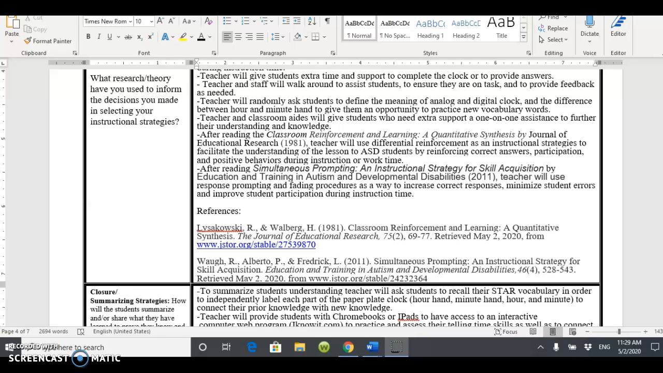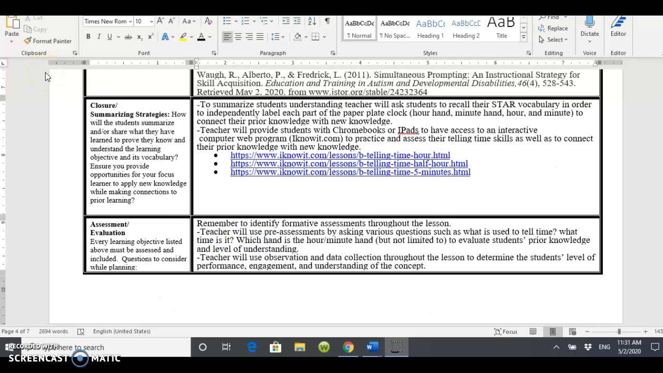After reading Classroom Reinforcement and Learning: A Quantitative Synthesis by the Journal of Education Research, teacher will use differential reinforcement as an instructional strategy to facilitate the understanding of the lesson to ASD students by reinforcing correct answers, participation, and positive behaviors during instruction or work time. After reading Simultaneous Prompting Instruction Strategy for Skill Acquisition by Education and Training in Autism and Developmental Disabilities, teacher will use response prompting and fading procedures as a way to increase correct responses, minimize student error, and improve student participation during instruction time.